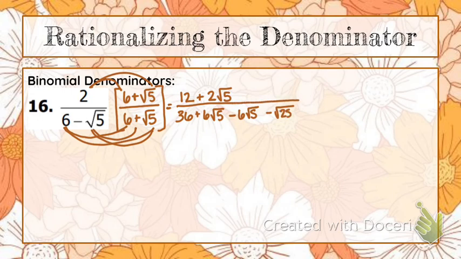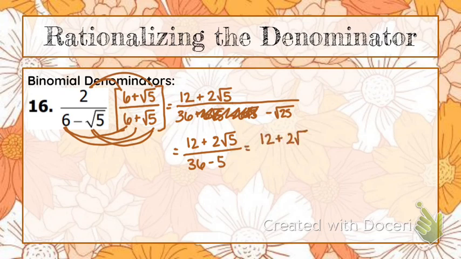Now, if we look again in our middle terms, those are going to cancel, which is the whole reason we used that conjugate. So let's see what we've got left. 12 plus 2 square root of 5 divided by 36, and we have minus the square root of 25, but the square root of 25 is just 5. So we have 12 plus 2 square root of 5 divided by 31, and that is it.